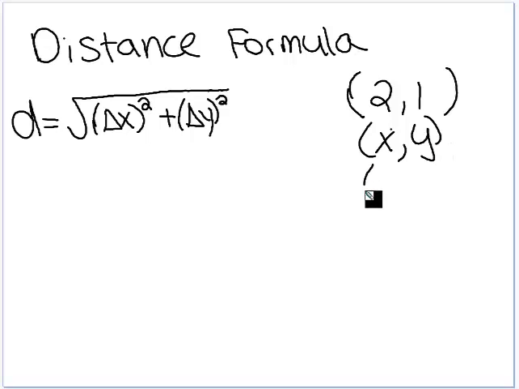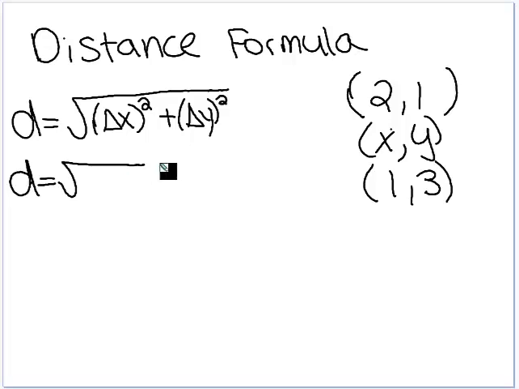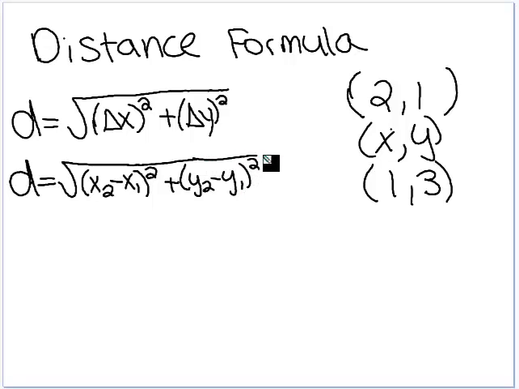So if we want to try 2 different points, that's what we do. Okay? So we can write this out a little bit different way, give it a little different look. This triangle right here means change of. It's just one of the ways. So this is the same as saying x2 minus x1 squared plus y2 minus y1 squared.